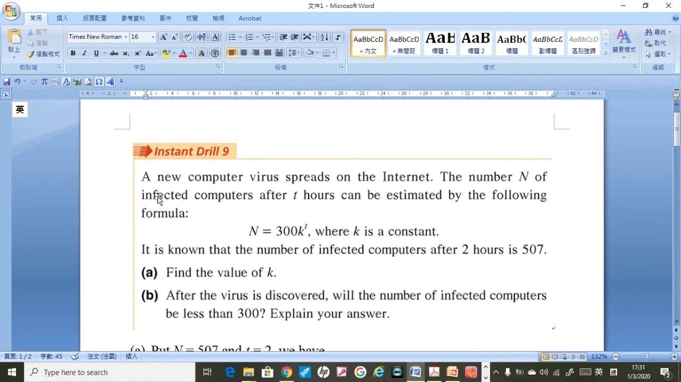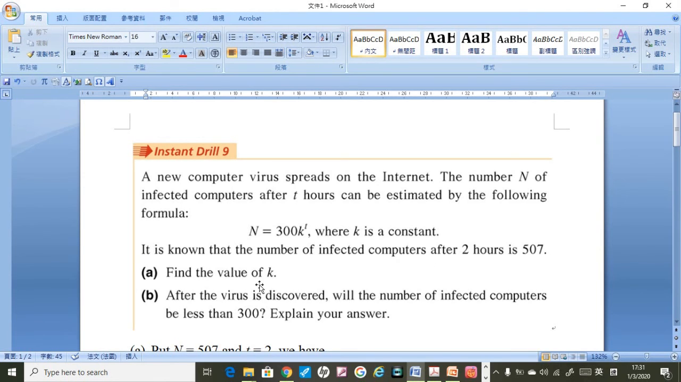Let's look at the example. A new computer virus spreads on the internet. The number n of infected computers after t hours can be estimated by the following formula. You are given the formula, and you are also given information: after 2 hours, the number of infected computers is 507. And you want to find the value of k. That means when you put n equal to 507, t is equal to 2.